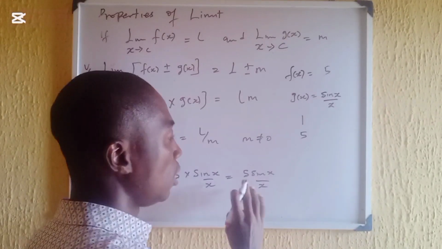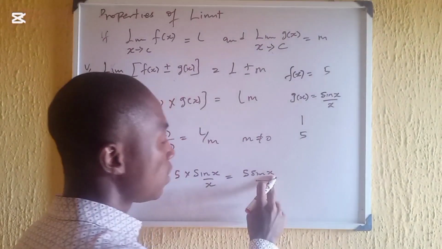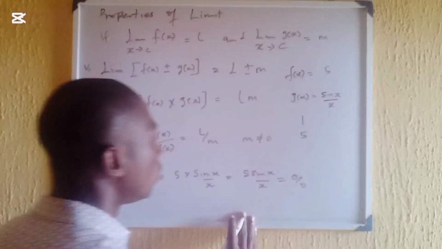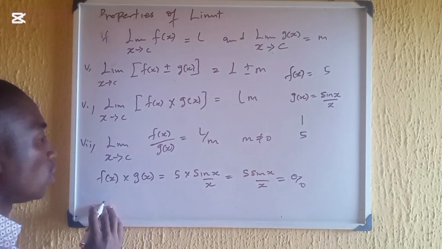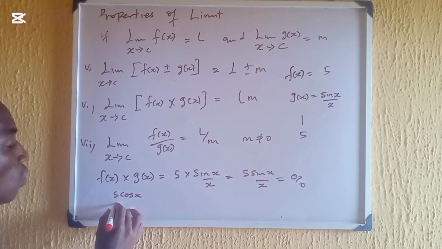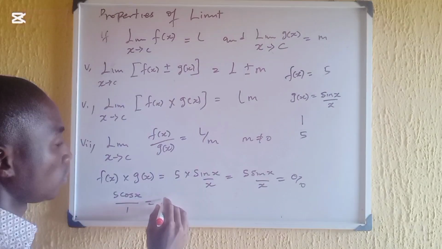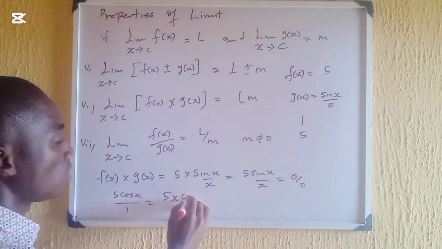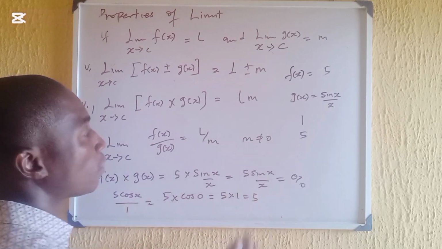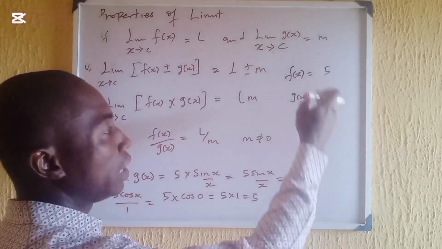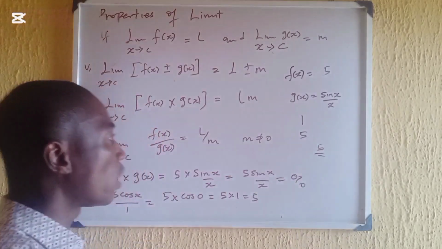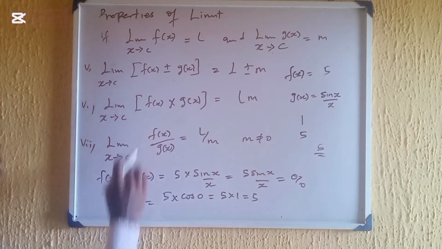So how do we get the limit? If you put x equal to 0 here, you'll be having 0 over 0. So what do we do? Differentiate the numerator. You'll be having 5 cos x over 1. This gives us 5 times cos 0, which is equal to 5 times 1, which is equal to 5. So assuming we just multiply their limits, that's 1 and 5, we would have also gotten 5. So you can see that this property is correct.